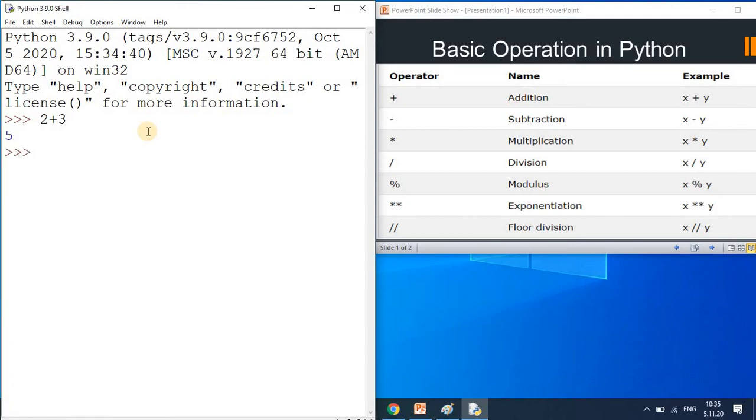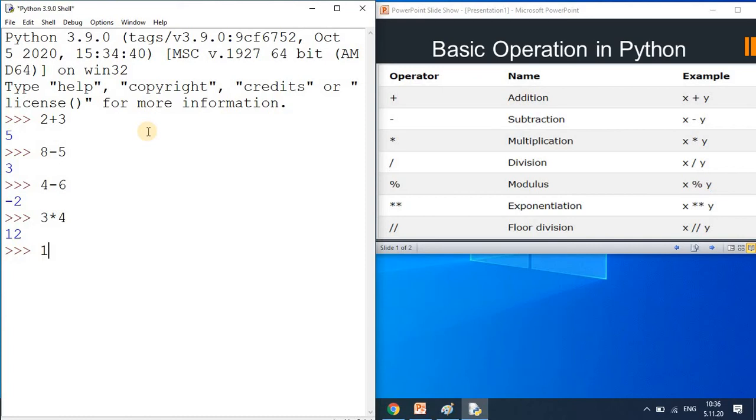So 2 plus 3 is 5. So it performs addition. Next is subtraction. If you write 8 minus 5, 3 comes. If you write 4 minus 6, it will give minus 2. So that's it for subtraction. Next is multiplication, for which we have to use the star. That's it. And next is division.